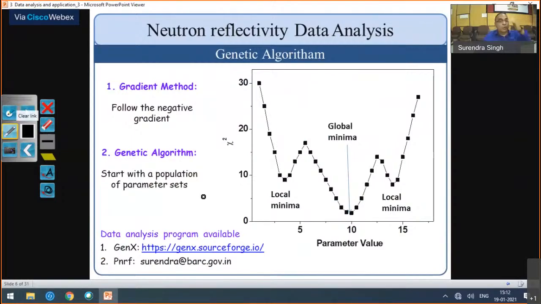I have used, for doing this analysis, reflectivity data at BRC. And what it does is, instead of taking one guess value, as the name suggests, we have a population of initial guess values. Here I have shown 5 numbers. So initially we take these numbers, and then there are other steps like the genetic algorithm.